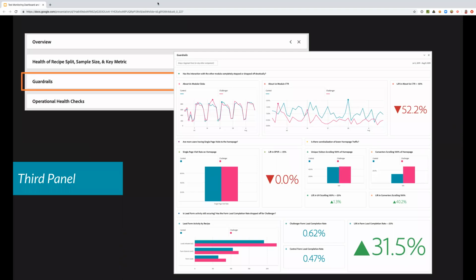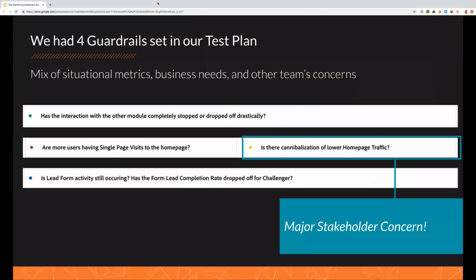And so these metrics and monitoring all live in our third panel here. And again, we try to keep it very visual. We break up each section with titles and headers. And for our test specifically, we had 4 guardrails from our test plan. It was a mix of situational metrics, our big business need around the forms, and then some other teams' concerns. So we had things about cannibalization to the other module that we moved and cannibalization to the rest of the homepage, because that was actually a big stakeholder concern. We had some other teams with real estate lower on the homepage that they wanted to make sure engagement didn't drop too much. And then of course we had the business one around our lead form.